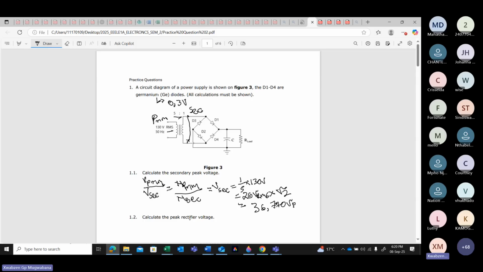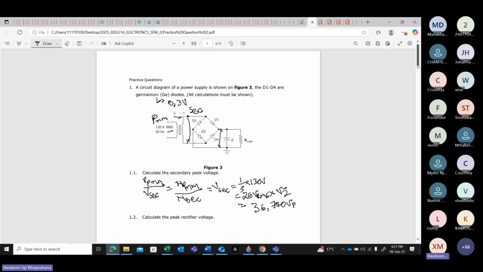Then from there, it says you must calculate the peak rectifier voltage. Remember, from the transformer, you have got the primary side, then the secondary side. You take the secondary side, you convert it into peak, then that signal goes through your diodes until you measure that voltage here. The voltage that you see here has been rectified by these diodes.